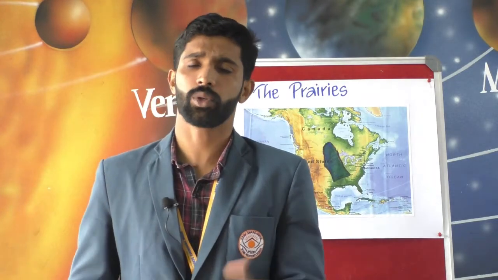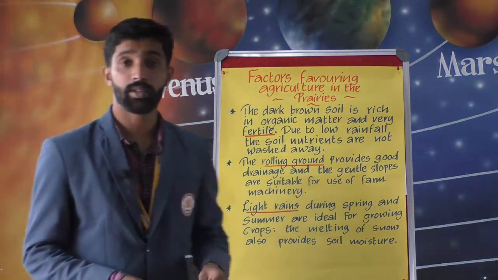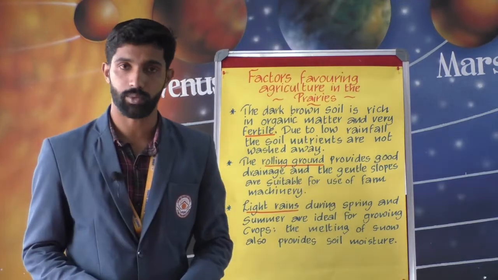And now the second occupation, that is agriculture. The prairies are one of the most productive agricultural lands in the world. The factors favoring agriculture in this region, do you know? Yes, let us see. So it's very important: what are the factors favoring the agriculture in the prairies? So here you can see the main 3 points, it's very important.